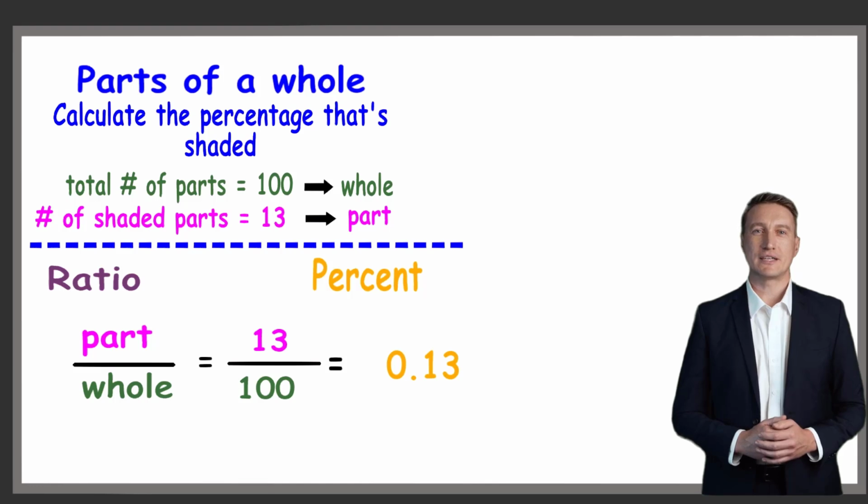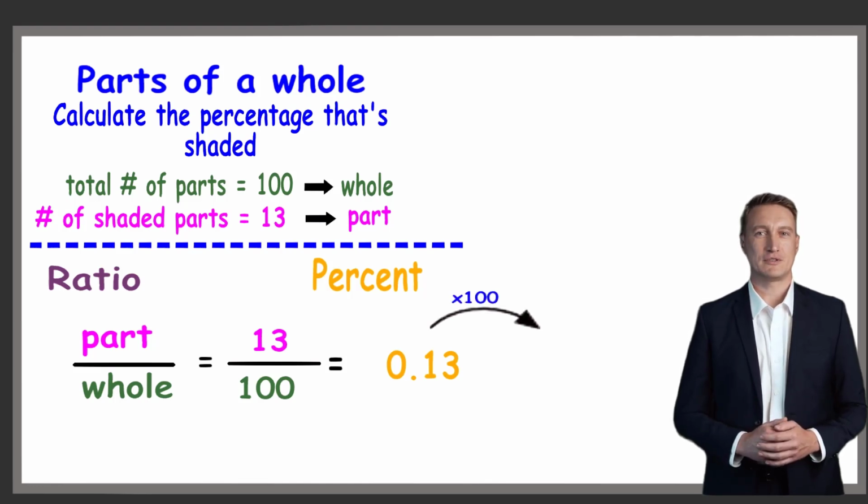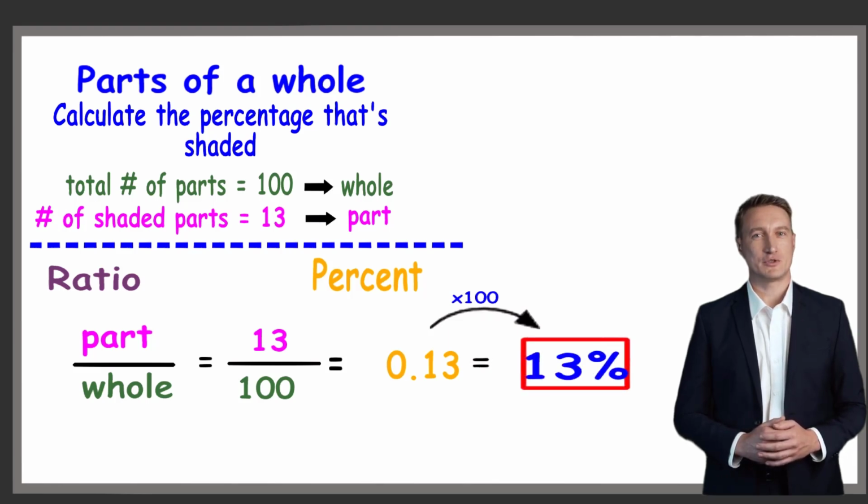Now to convert our decimal into a percentage we need to multiply by 100. Which now gives us our final answer of 13%. So 13% of the shape is shaded.